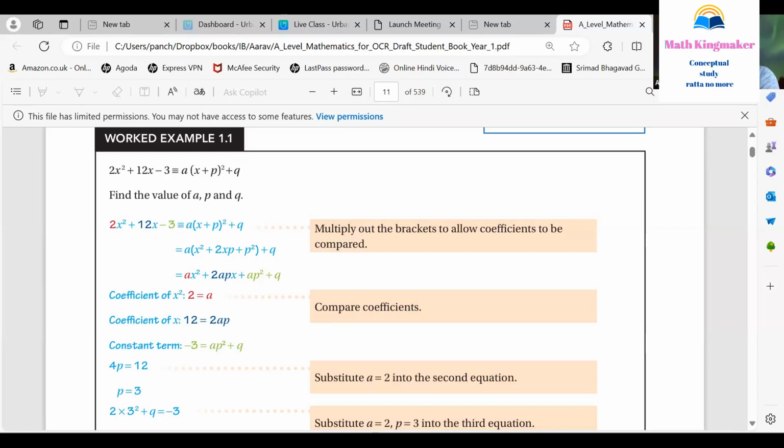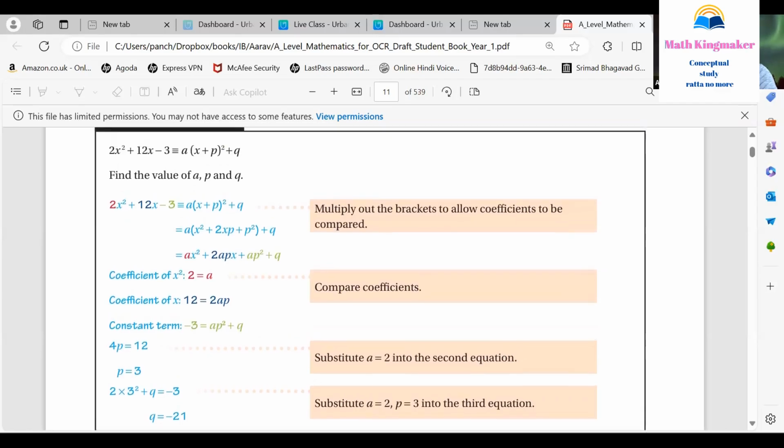Here, if you expand it, (x plus p) whole square is x square plus 2xp plus p square, plus q. So it is ax square plus 2apx plus ap square plus q. Now they are comparing the coefficient of x square on both sides. On the right hand side we have coefficient a, and on the left side we have coefficient 2. So simply your value of a is 2.